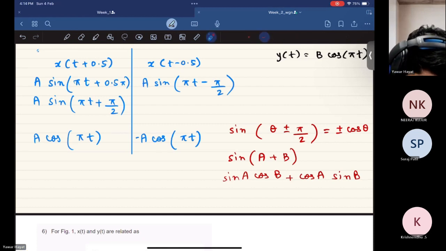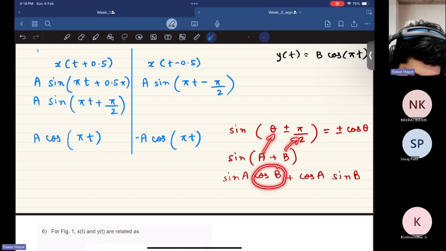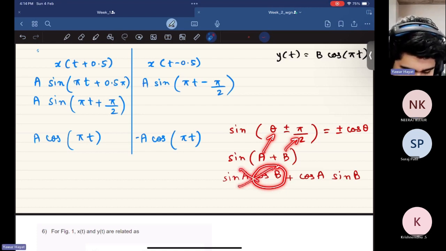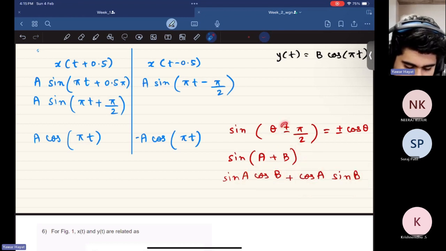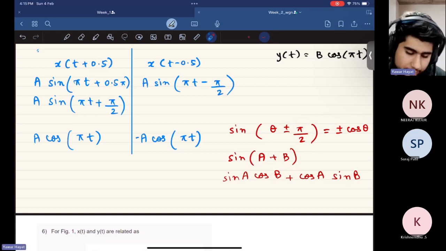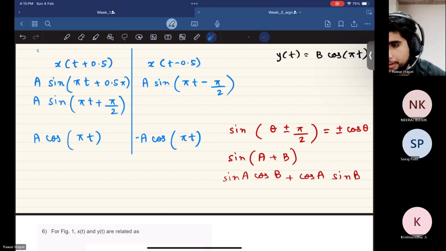Now A I'll take as theta, and B is pi by 2. Cos of pi by 2, what is that? It is 0, right? So this term would cancel and we are left with this term. What is sine of pi by 2? Because B is here, it is 1. And A is nothing but theta. So this is cos of theta. That is why, for this positive case, I'm getting positive cos theta. Now you can see yourself why sine of theta minus pi by 2 is minus cos theta. Is that clear? Yes, sir.